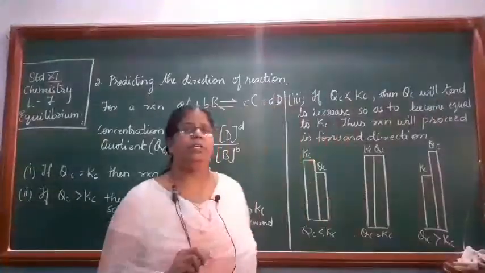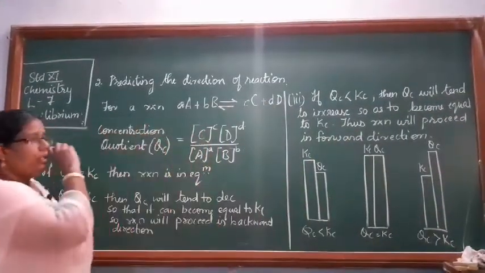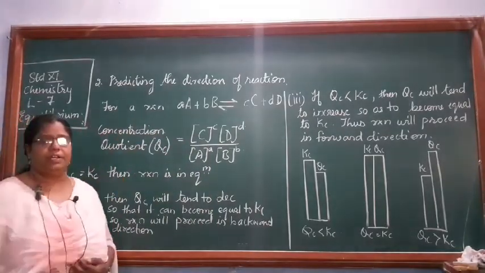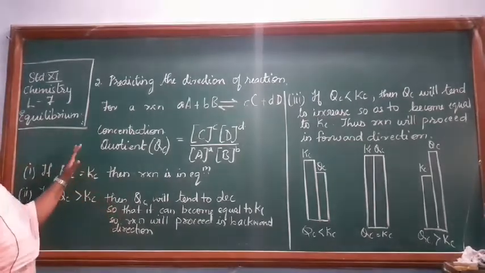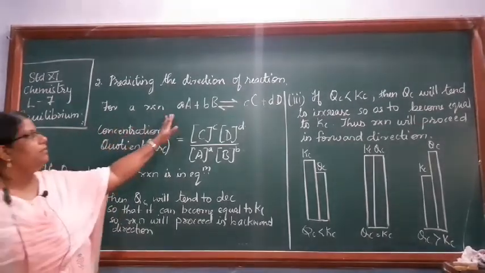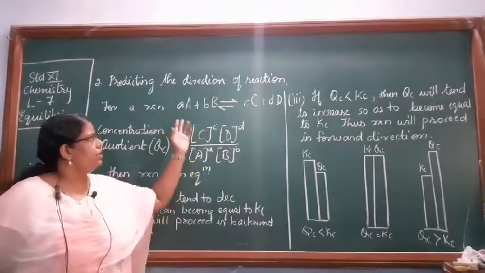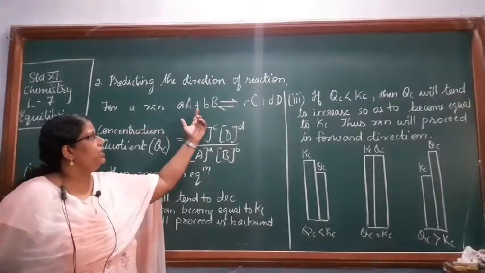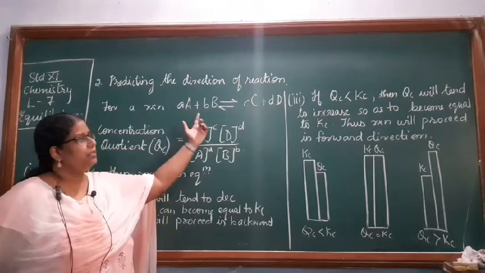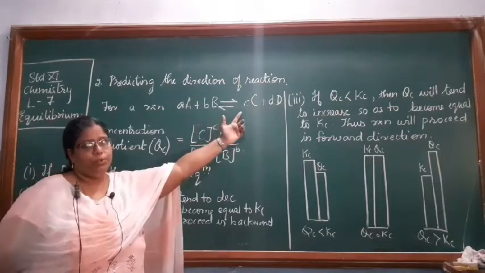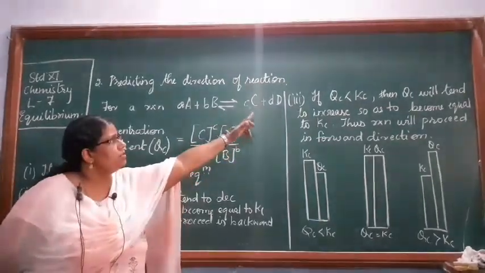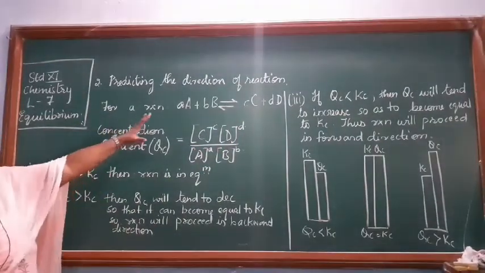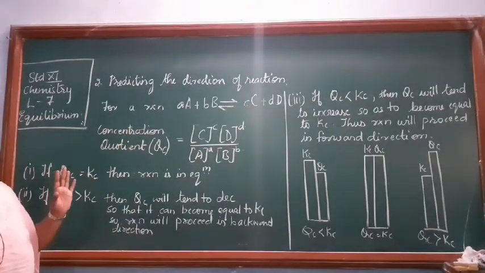The second application of equilibrium constant is in predicting the direction of the reaction. Now how is it helpful? We will just see. See, you take an imaginary equation or a reaction where you have a moles of A reacting with b moles of B in equilibrium gives c moles of C plus d moles of D. So in that way you have the reaction in equilibrium.